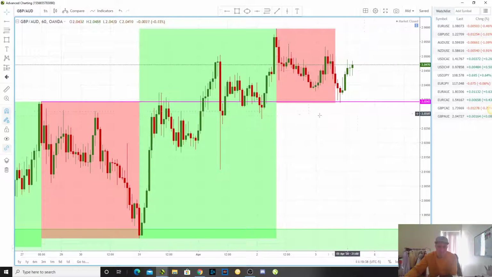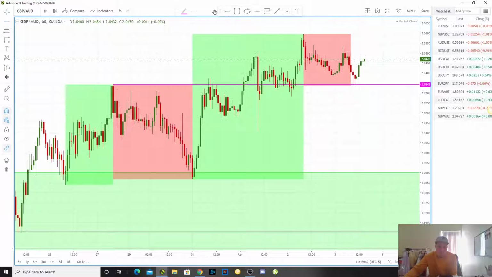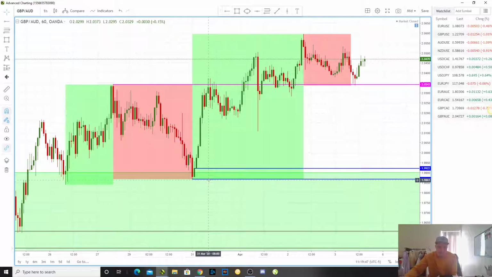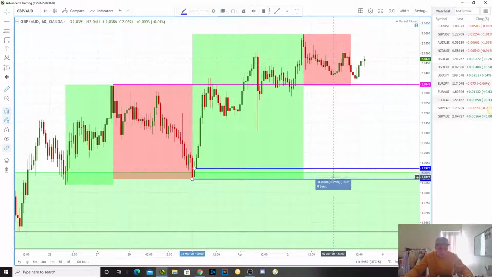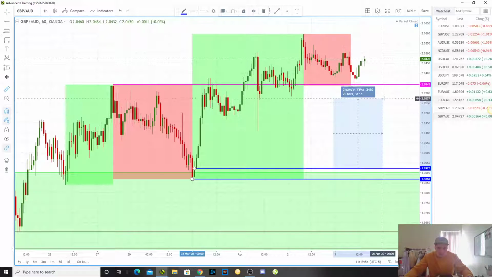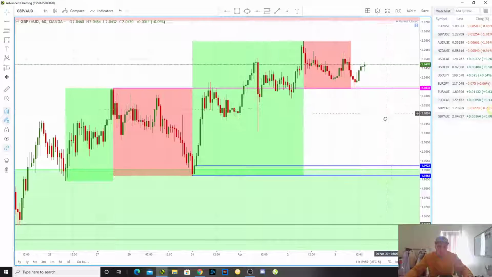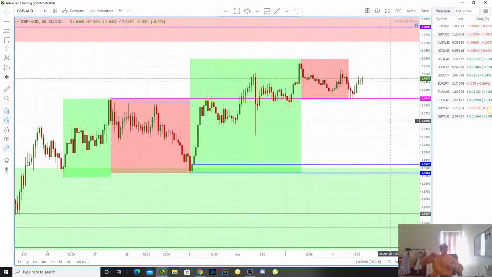So I'm gonna watch this one. Probably end up taking that. Nice big move win. It's like a 1 to something. 66. So definitely at least a 1 to 5, almost a 1 to 6 on there. Yeah, that would be the trade I'm looking at on there.